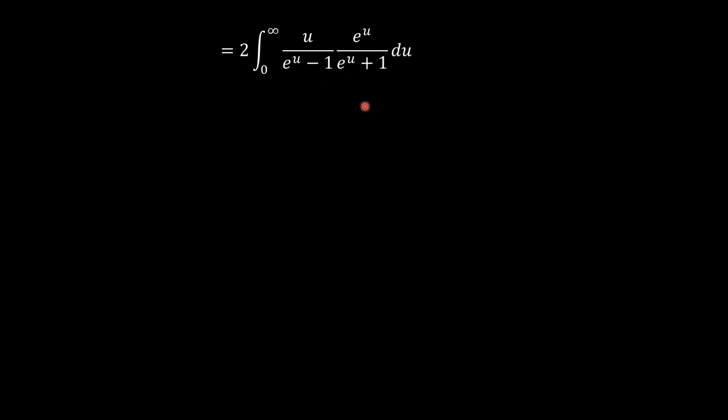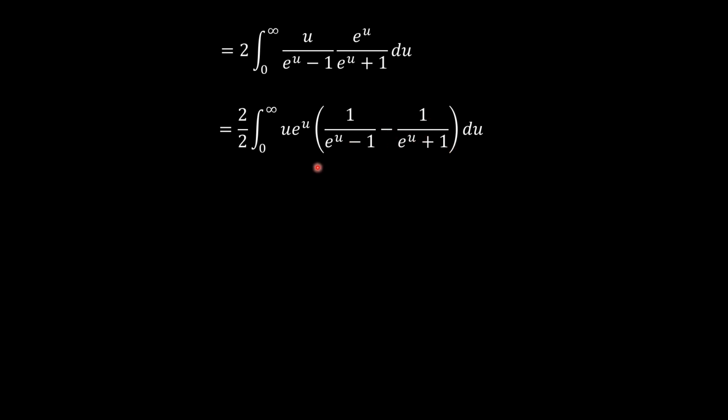One thing that we could do is obviously pull out u and e to the power u, and then now we have 1 over e^u minus 1 minus 1 over e^u plus 1, and then we pull out half because if you combine this back together you get a 2 in the numerator, so to cancel that 2 we have a half out here, so the 2's cancel out, and so we're left with u, and then if you divide both the numerator and denominator by e to the power u, we have 1 over 1 minus e to the power negative u, minus 1 over 1 plus e to the power negative u.